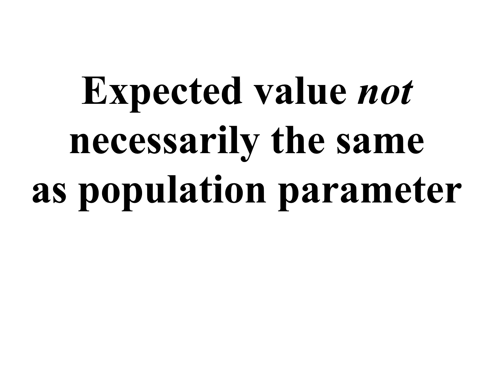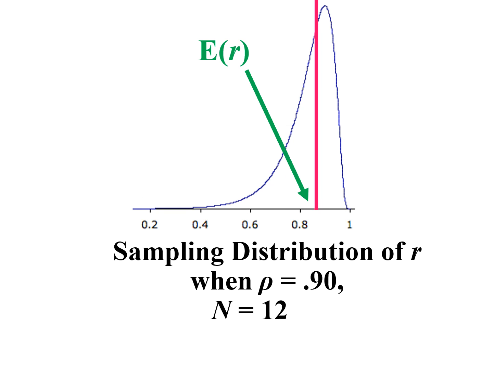We also mentioned that the expected value of these other sampling distributions is not necessarily the same as the parameter in the population distribution. Here we have, once again, the sampling distribution of R when rho equals 0.90. Rho is being indicated by the red line, while the expected value of R is being indicated by the green arrow. Now, as you can see, the expected value of R is actually lower than 0.90, showing us that there is an underestimation of the true correlation in the population.